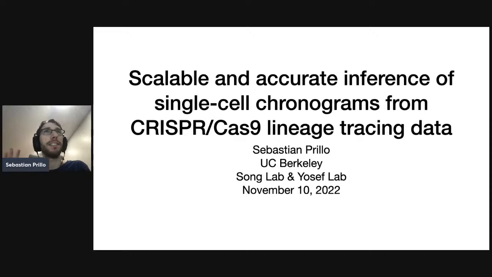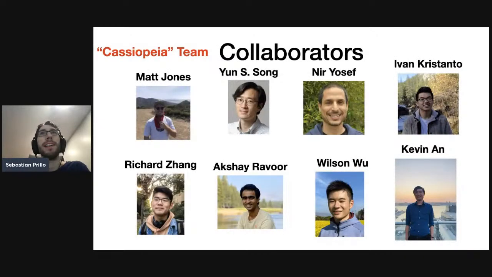So again, the title: Scalable and Accurate Inference of Single-Cell Chronograms from CRISPR-Cas9 Lineage Tracing Data. First I want to start by acknowledging all my collaborators throughout this and other closely related projects. My advisors, Professor Song and Professor Yosef, and all the members of the Cassiopeia team, where we work on developing and applying all these methods for analyzing single-cell lineage tracing data.